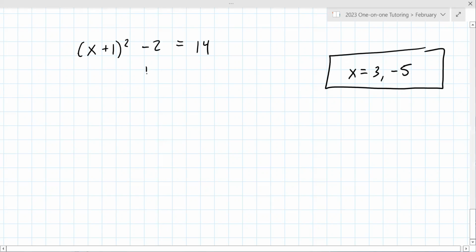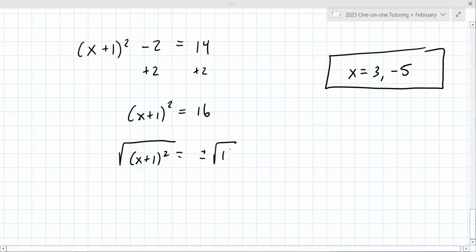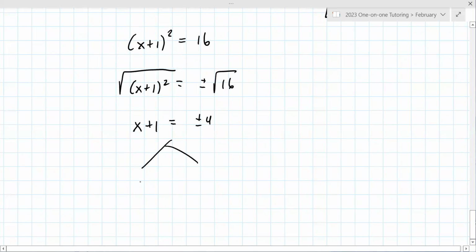Okay, so let's take a look here. We're going to add 2 to both sides. So we got x plus 1 squared equals 16. Okay, you're going to take a square root of both sides. x plus 1 squared equals plus or minus square root of 16. So this becomes x plus 1 equals plus or minus 4. So your two equations would be x plus 1 equals 4, x plus 1 equals -4.